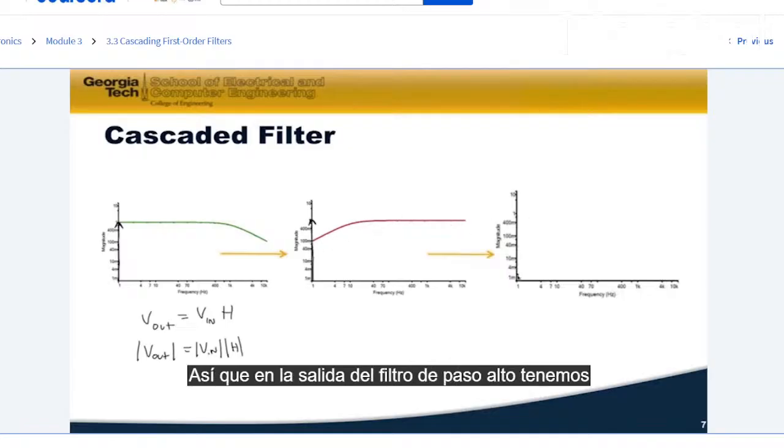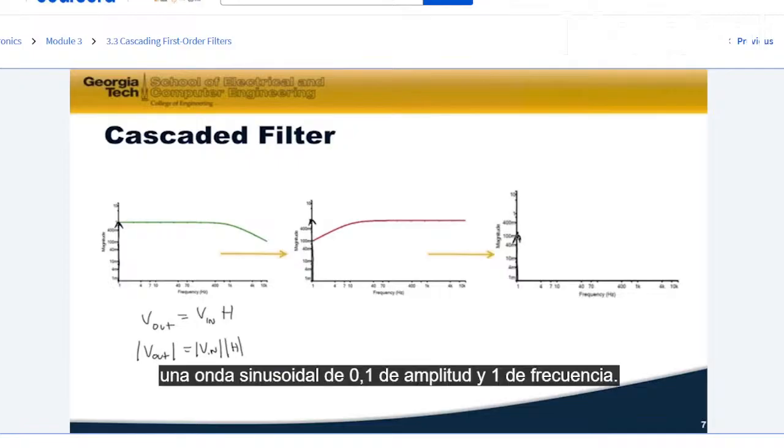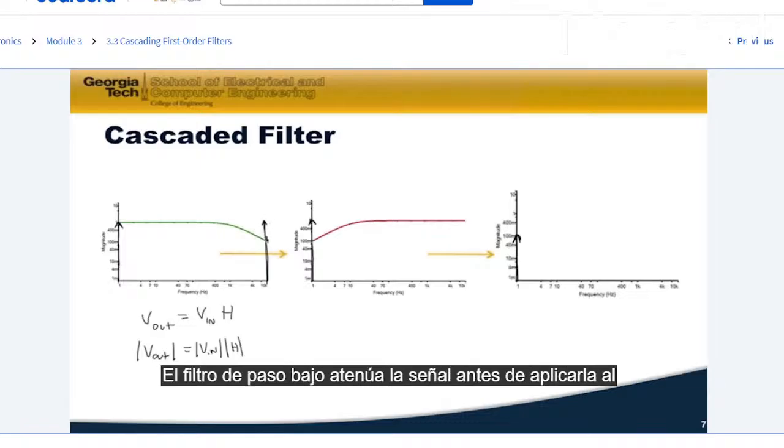So at the output of the high-pass filter, we have a sine wave of amplitude 0.1 and frequency 1. If we apply to the cascade a sine wave of frequency 10 kHz and amplitude 1, we can see that at 10 kHz we are in the stop band of the low-pass filter. The low-pass filter attenuates the signal before it's applied to the high-pass filter by a factor of 0.1.